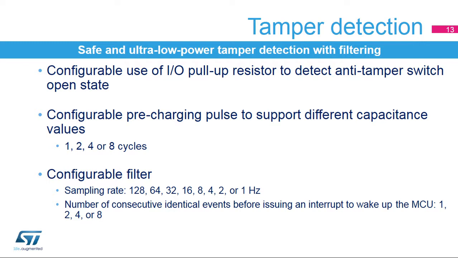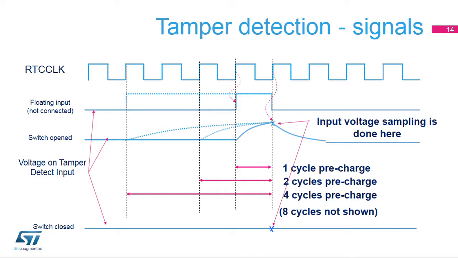A filter can be applied to the tamper pins. It consists of detecting a given number of consecutive identical events before issuing an interrupt to wake up the device. This number is configurable and can be 1, 2, 4, or 8 events at a programmable sampling rate from 1 to 128 Hz. This figure illustrates tamper detection using the internal pull-up.